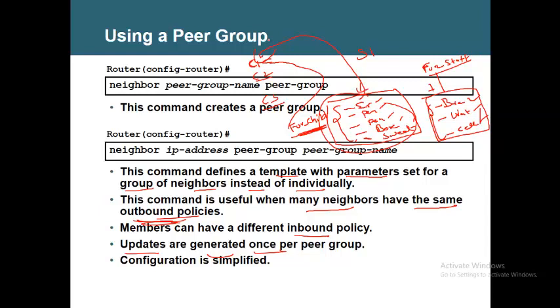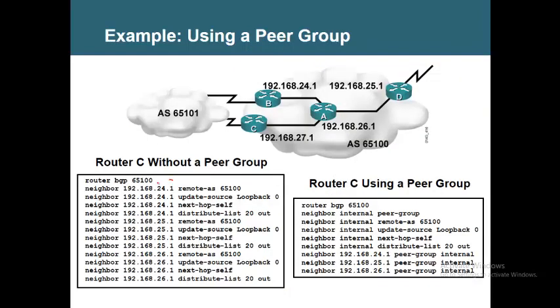For example, instead of saying this IP address neighbor belongs to this autonomous system, this IP address neighbor update source loopback 0, this IP address neighbor next-hop-self, this IP address neighbor. See, for one neighbor you have processed 4 times. And again, same commands, you see this and this are same. This and this are same. Repeatedly you need to type for many neighbors. So line of code is also increasing.